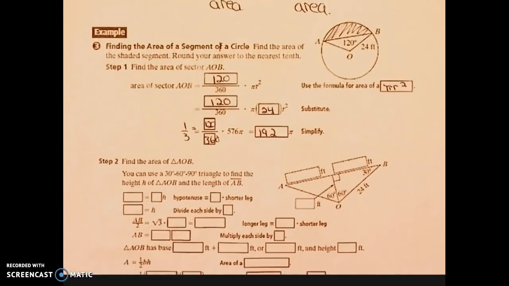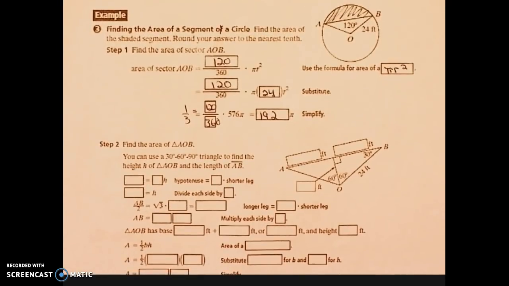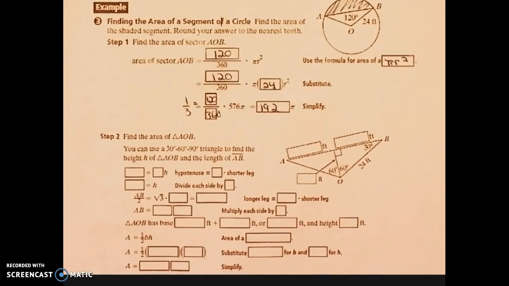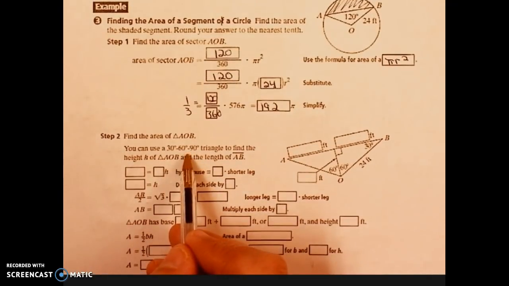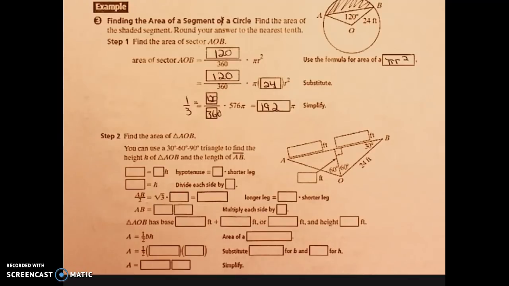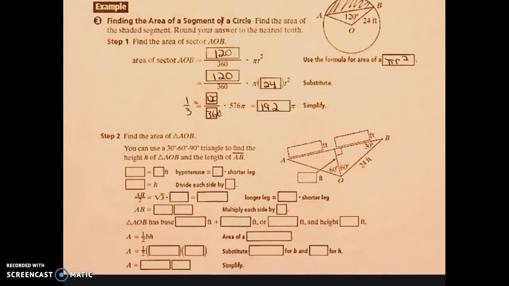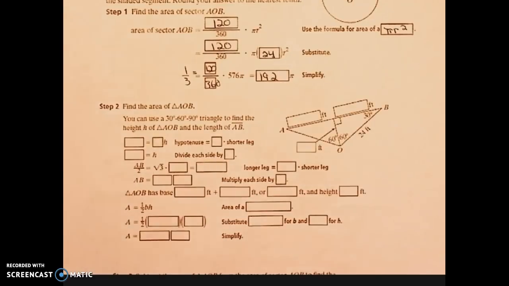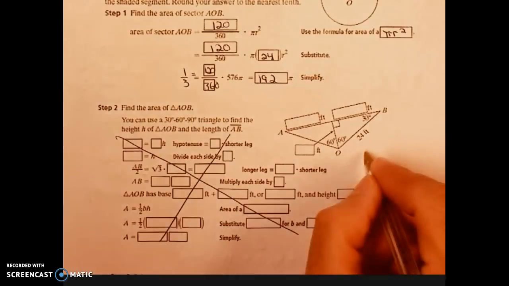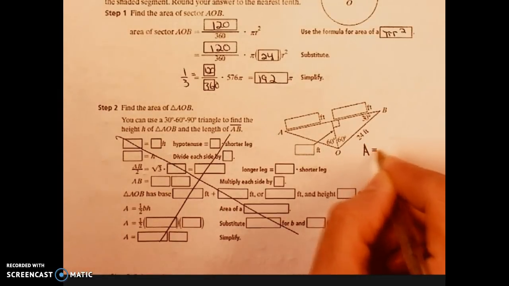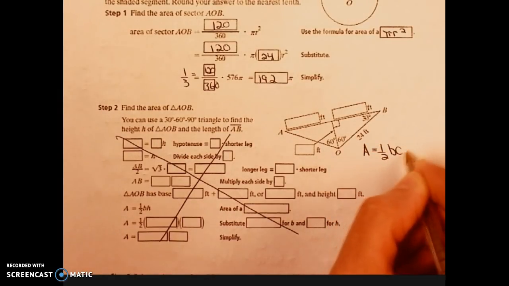Okay, step 2, now we're looking for the area of the triangle, and we'll try and go through 2 ways for you. They're suggesting we use the 30, 60, 90. So our hypotenuse in this case. Okay, rethinking this. We're going to make our life a whole lot easier. We're going to go use that other formula. It's area equals 1/2 bc times the sine of A.